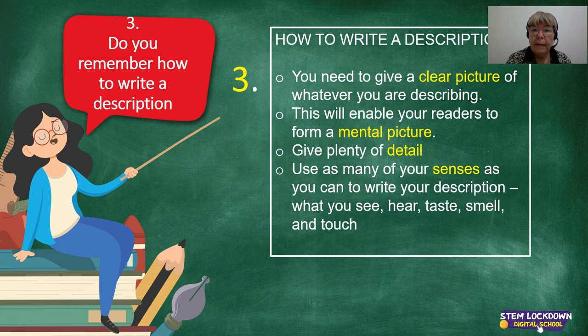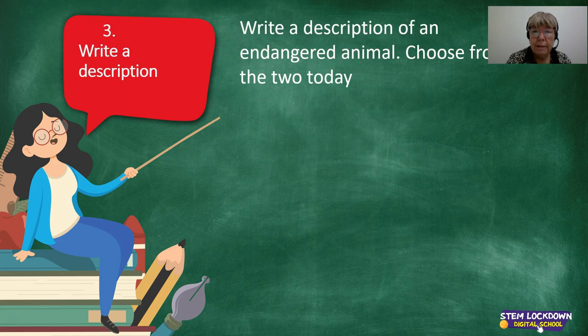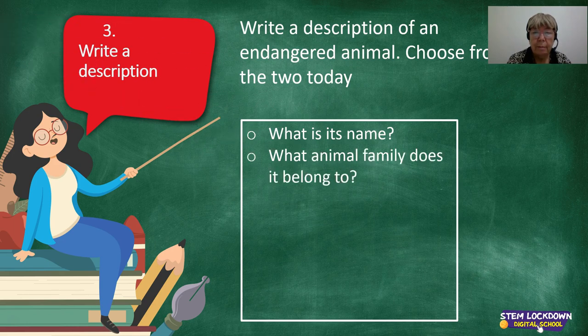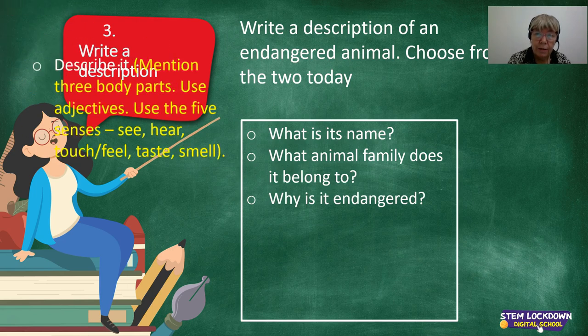And here's the actual task. Write a description of an endangered animal. Choose from the 2 today, the orangutan or the gorilla. So in your description, mention its name. Mention which animal family it belongs to. Now you're going to be writing proper sentences, not keywords. Mention a reason why it's endangered.